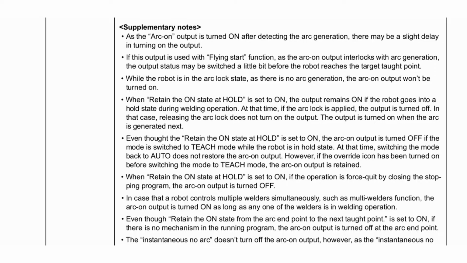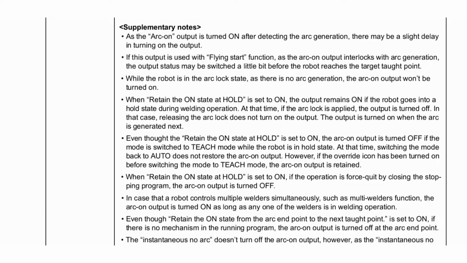Supplementary notes: as the arc on output is turned on after detecting the arc generation, there may be a slight delay in turning on the output. If this output is used with the flying start function, as the arc on output interlocks with arc generation, the output status may be switched a little bit before the robot reaches the target dot point.